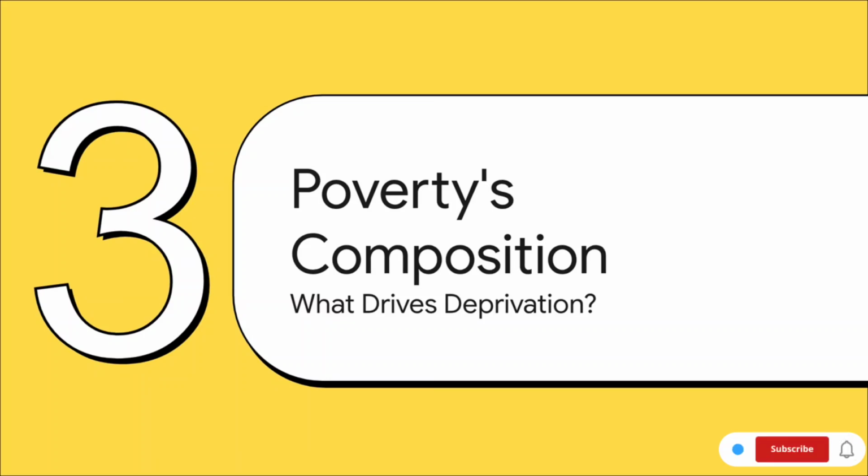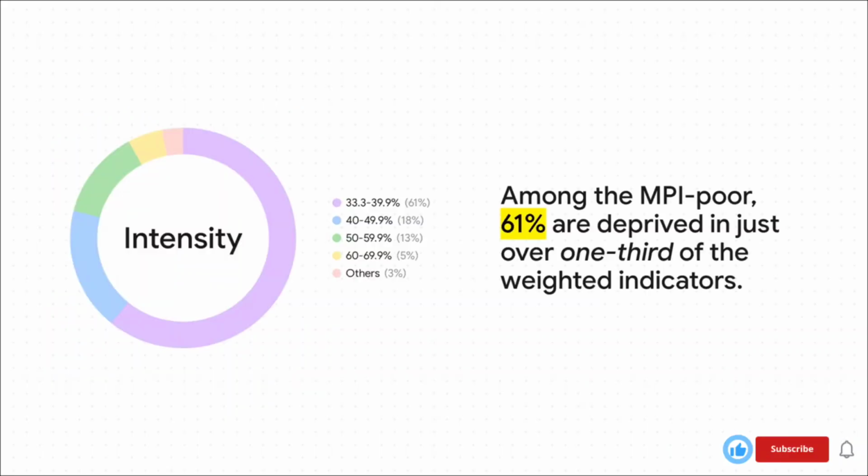Now let's dig into the A in the formula, the intensity. This is all about understanding the nature of poverty in India. What are the specific deprivations that are contributing the most to that final MPI score? This chart gives us a feel for just how poor the poor are. It shows that the vast majority, that big 61% slice, are deprived in about 1/3 of the indicators. This means they've just barely crossed that poverty line.